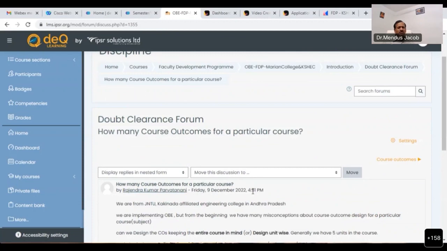How many course outcomes for a particular course? Actually, the ideal number is in the range of 4 to 6, 4 or 5. 5 may be good. Others also can comment on those.